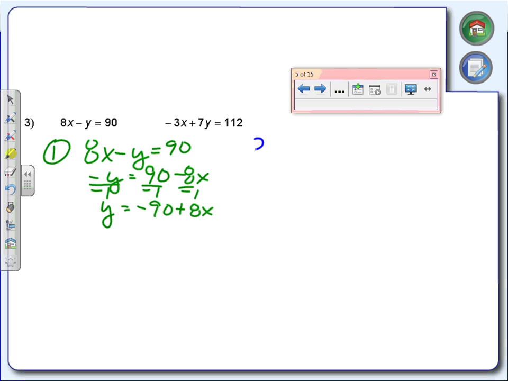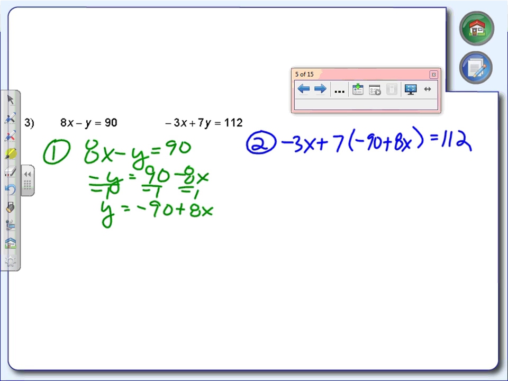I'm going to write this second step over here. We're going to need some room. Since we've used the first equation, now we've got to come over and use the second equation. So now we're going to use negative 3x plus 7y equals 112. Of course, we're going to take out y and replace it with negative 90 plus 8x. Now I need to solve for x.